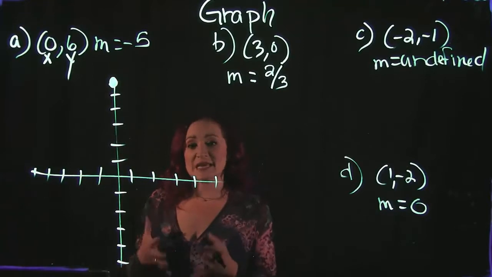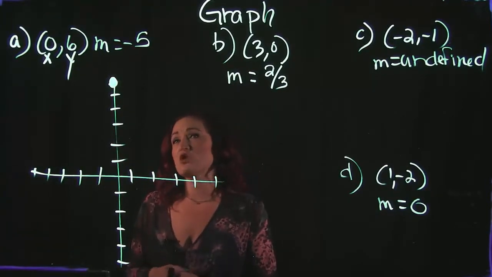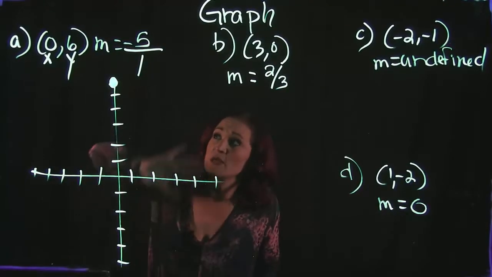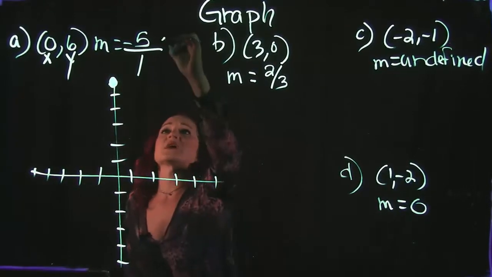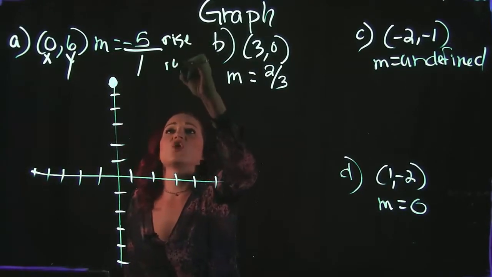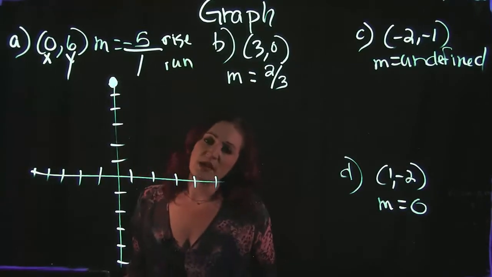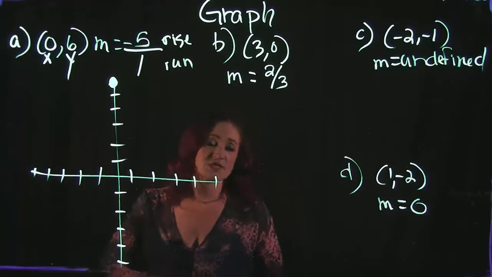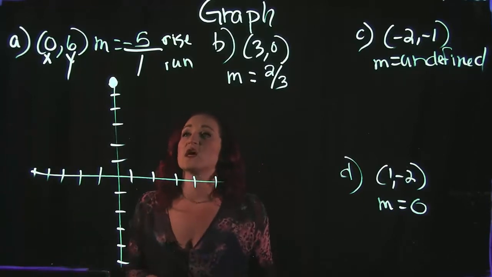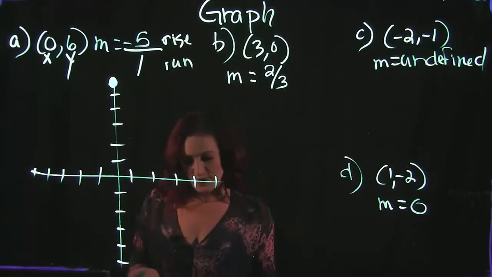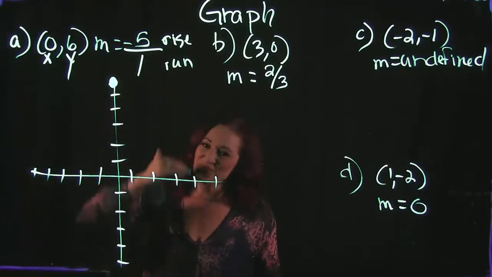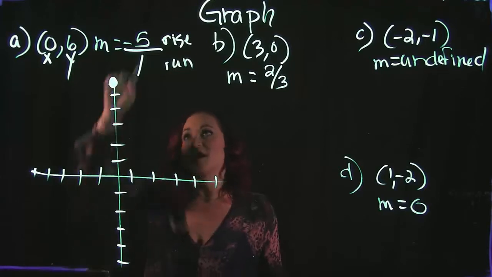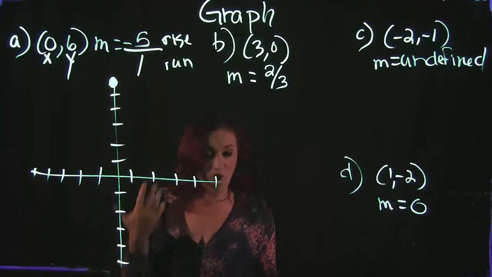From that point, I need to take a look at my slope, and my slope is a negative 5. It is always best to take a look at slope as a fraction, because slope represents rise over run. The numerator represents how much you move up or down. The denominator represents how much you move left or right. So a negative 5 over 1 slope means that I'm going to go up 5 over 1, up 5 over 1 all day long.